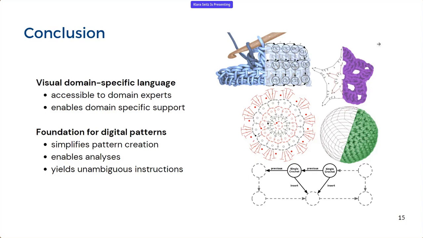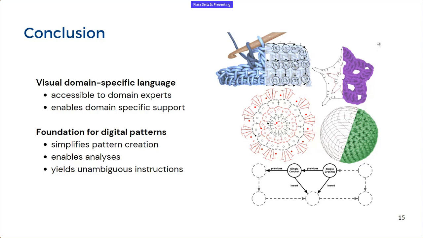Finally, as a conclusion, we have been using this visual domain-specific language in order to make it more accessible to the domain experts, which are the crochet designers. And here we're really happy to see how it was perceived in the user study, as it was really helpful. It was not too hard, because we have to think of the crochet designers as maybe not too tech savvy, so we really have to have a super usable interface, which we had to reduce a lot to make it as easy as possible.